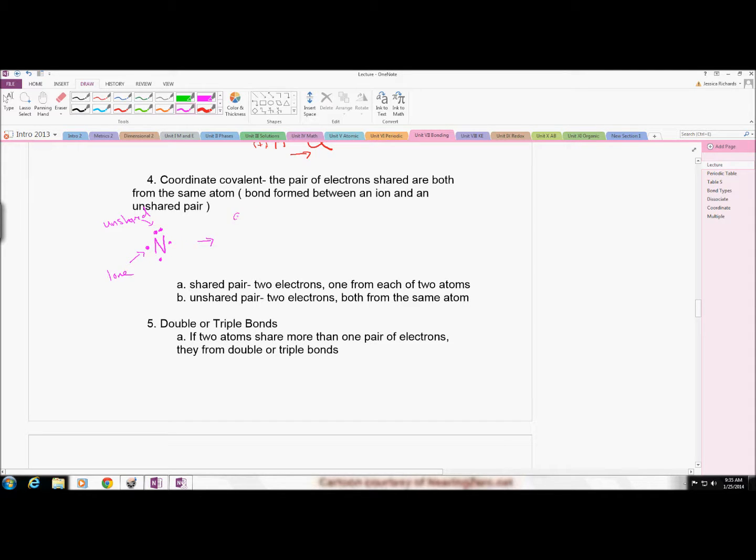So if we make the compound ammonia, we have nitrogen and 3 hydrogens, and each hydrogen has 1 valence electron. They share their 1 valence electron with the lone electrons. And so now I have ammonia, NH3. We have a shared pair of electrons, also called a covalent bond.